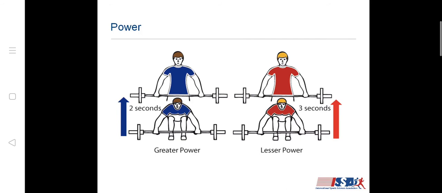Power is defined as the work done in a unit of time. Therefore, if you and another person were both lifting 100 pounds, but you lifted the weight in 2 seconds as opposed to the 3 seconds your neighbor took, you exerted more power.